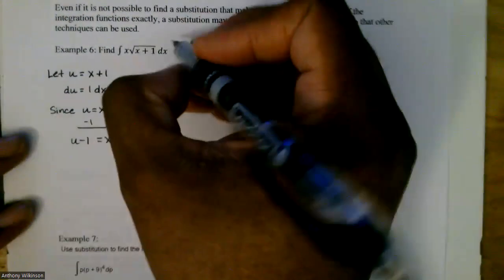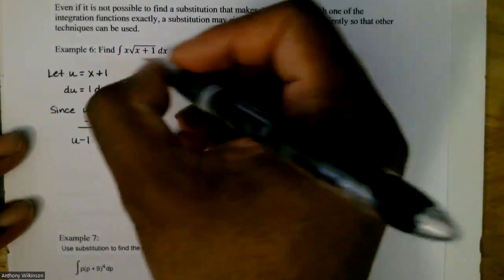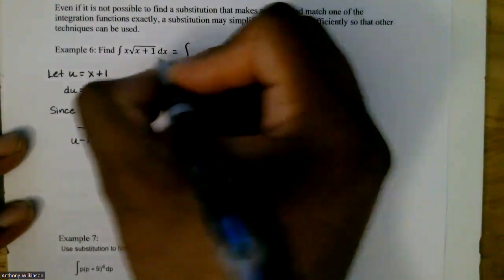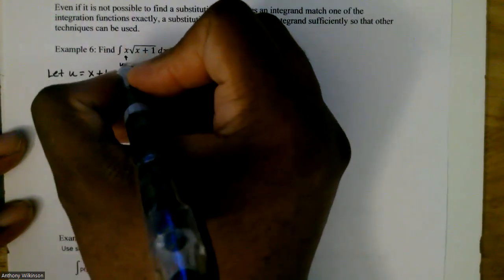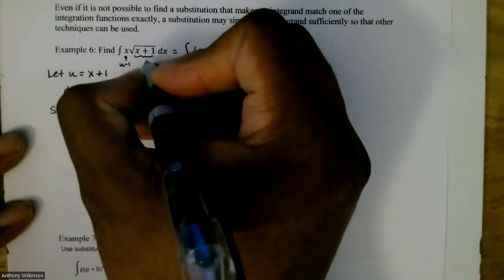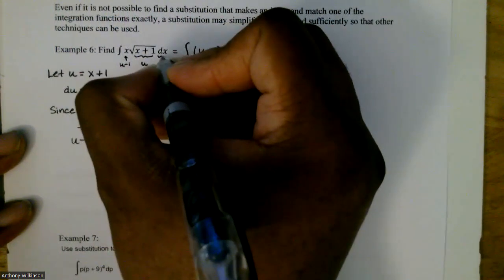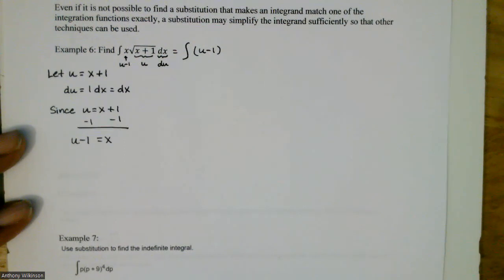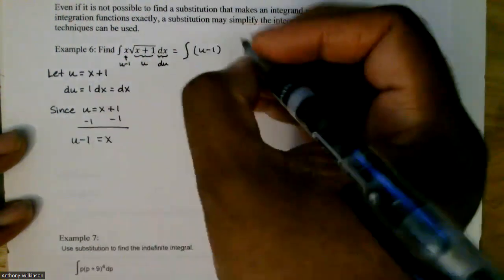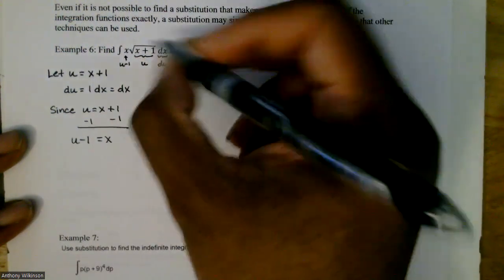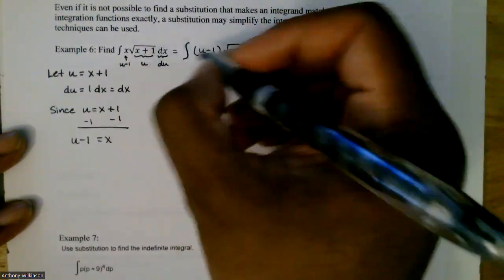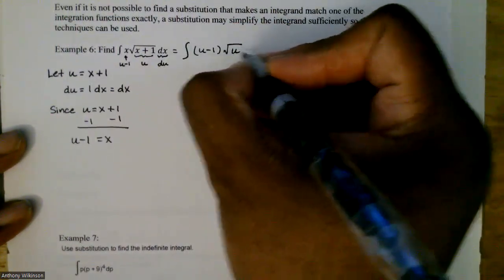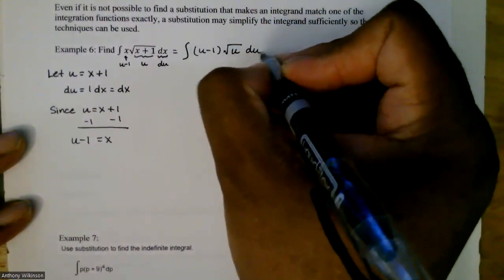So here's what we got. We got the integral of, this x is being replaced with u minus 1. This is going to be u minus 1. That x plus 1 would be replaced with the u. The dx would be replaced with du. Okay, so I got the u minus 1 being replaced for x, times the square root of x plus 1 that's being replaced with the square root of u, and then dx will be du.